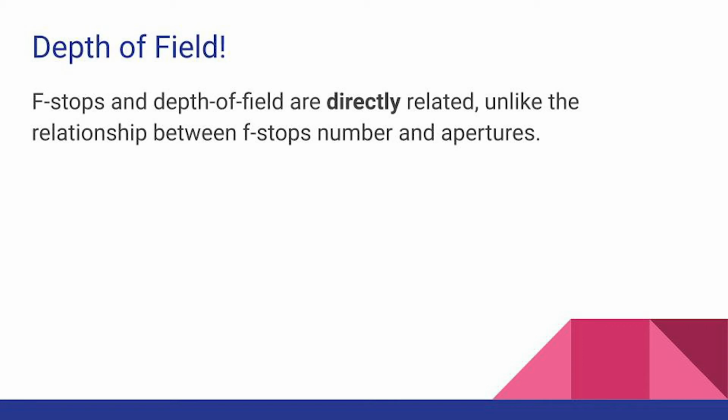A low f-stop will give you a shallow depth of field. Only a little bit of the photograph will be in focus. Where a higher f-stop will give you a large depth of field. Most or all of the photograph is in focus.